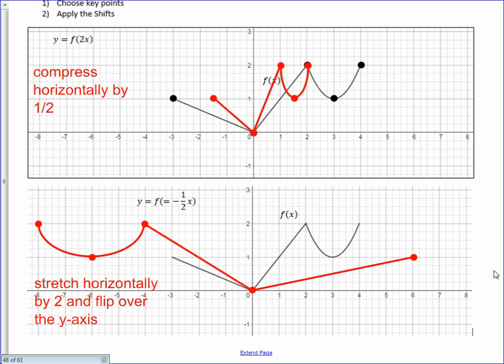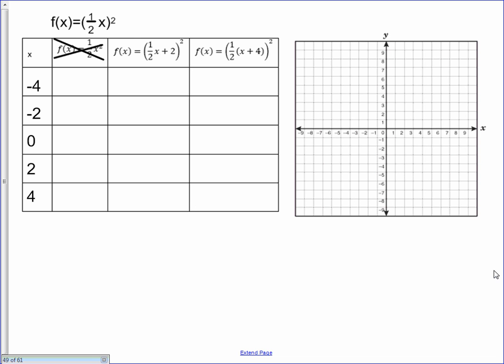Okay, going on. So you're going to need to make some adjustments to the table here. So first of all, cross off the function that's in there and rewrite this one. Basically, all you need to do is make sure the 1/2 x is all in parentheses, all being squared. So I've given you some x values here that I want to plug in. So go ahead and plug in those x values.